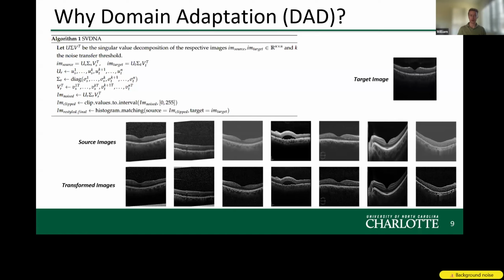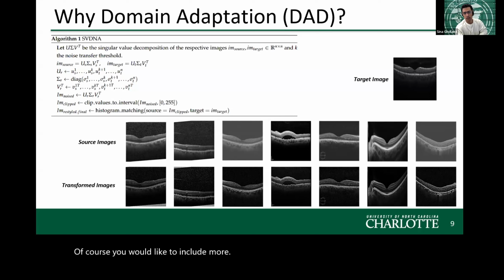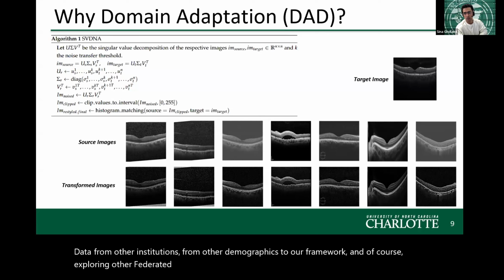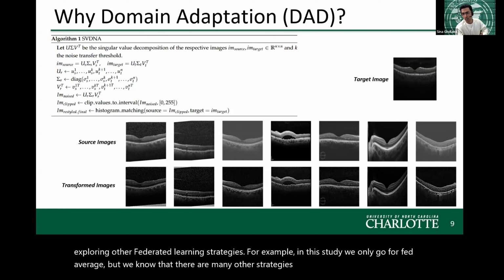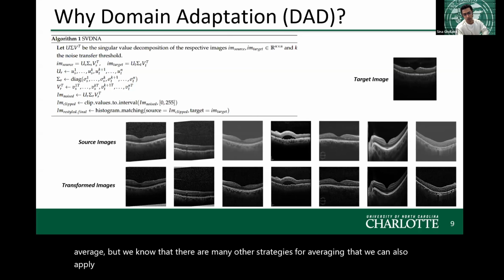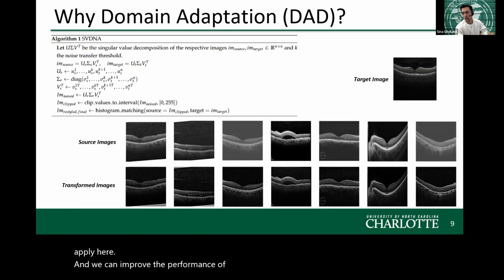In terms of next steps, I really like the presentation. Is it to add more organizations to your federated setup, or what's the plan from your side? Of course, yeah, we would like to include more data from other institutions, from other demographics to our framework, and of course, explore other federated learning strategies. For example, in this study, we only go for Fed average, but we know that there are many other strategies for averaging that we can also apply here, and we can improve the performance of our global model.